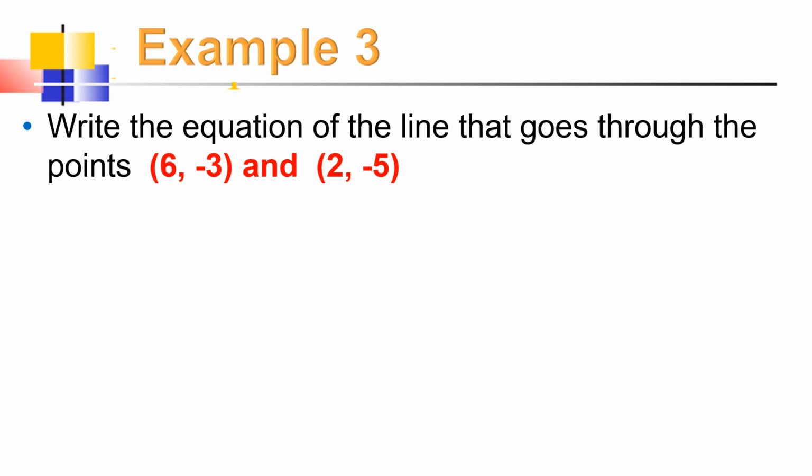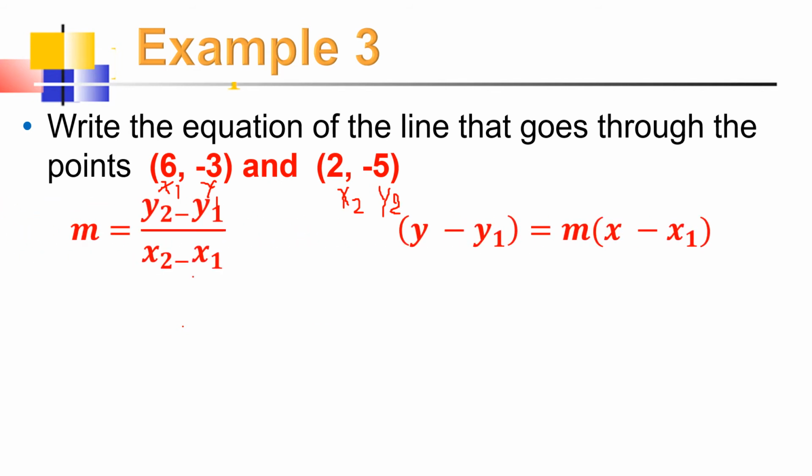How about this one? Write the equation of the line that goes through 6, negative 3, and 2, negative 5. Sabi ni teacher, i-labelan. Label. X sub 1. This is your y sub 1. X sub 2. And y sub 2. Alright, there you have it. After that, finding the slope using 2 points. So, we have m is equal to y sub 2 minus y sub 1 all over x sub 2 minus x sub 1.